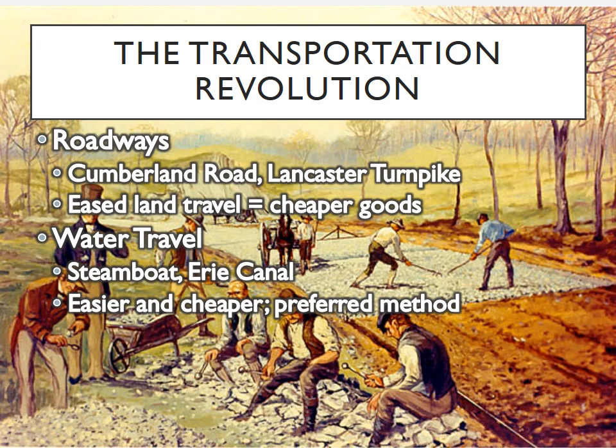The Erie Canal would be built largely by Irish immigrants that came to America. And this was built by New York Governor DeWitt Clinton, and people called this Clinton's Big Ditch, and they thought it was going to be a massive failure. But what the Erie Canal did is it linked the Atlantic Ocean to the Great Lakes, to Lake Erie.